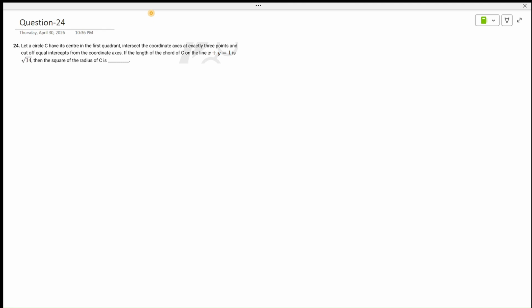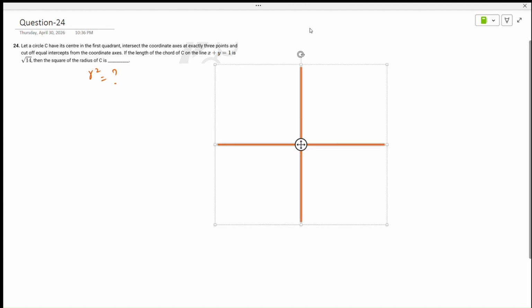Now let us look at question number 24. Let a circle C have its center in first quadrant, intersect the coordinate axis at 3 points, and cut off equal intercepts from the coordinate axis. If the length of the chord of C on the line is root 14, then the square of radius. Okay, we have to find r square here. Let us draw the graph for this circle and line. This is the frame of axes, and then let us draw the circle.